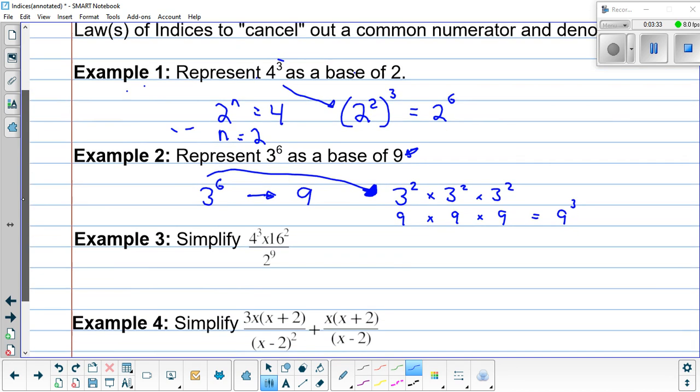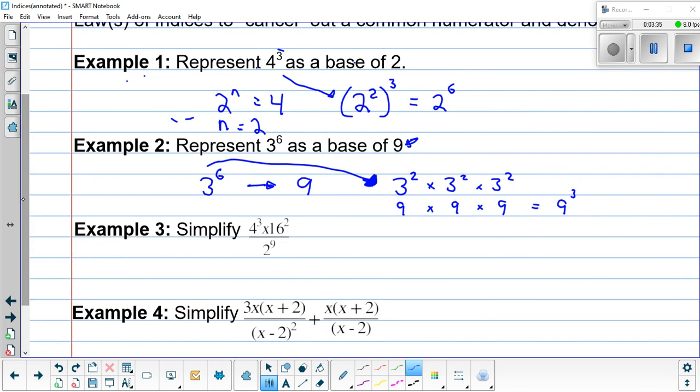Okay, so simplify this. What do I notice? I notice I could represent everything in the base of 2, or in the base of 4, or in 16, because they're all just numbers in the 2 times table, 2 times 2 times 2. I'm going to choose to make them all the base of 2, because I often find it's easier to go from a bigger to a smaller base, like example 1, rather than from a smaller to a bigger.